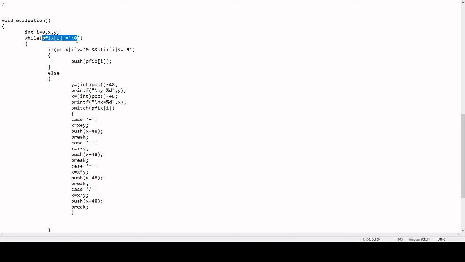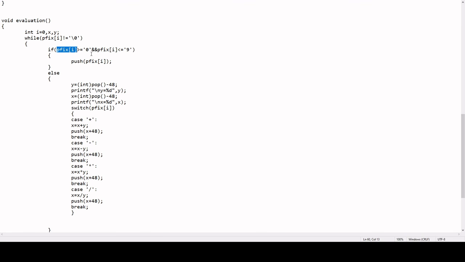Prefix of I not equal to null. Up till then I'll have to continue, unless and until I reach the end of the expression. I'll have to continue with this while loop. Every time I'll have to check whether the prefix of I, the current symbol, is an operator or an operand. As we all know, it's going to be a single digit operand. It can be between 0 to 9. So that's what we are checking for.